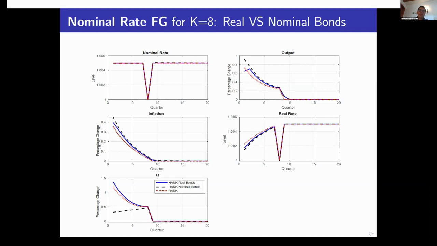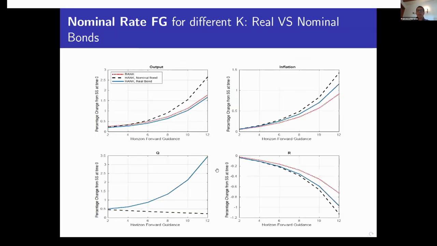Whereas for the nominal bonds, the price goes up because now the real rate is lower for the whole horizon until the forward guidance announcement, but the big spike in inflation prevents Q from jumping as much as for the real bond. So we actually have a larger impact coming from the debt deflation. In addition, the impact of forward guidance in this case is much larger because we have a lower path of the real rate, which gives you the standard amplification coming from intertemporal motives.